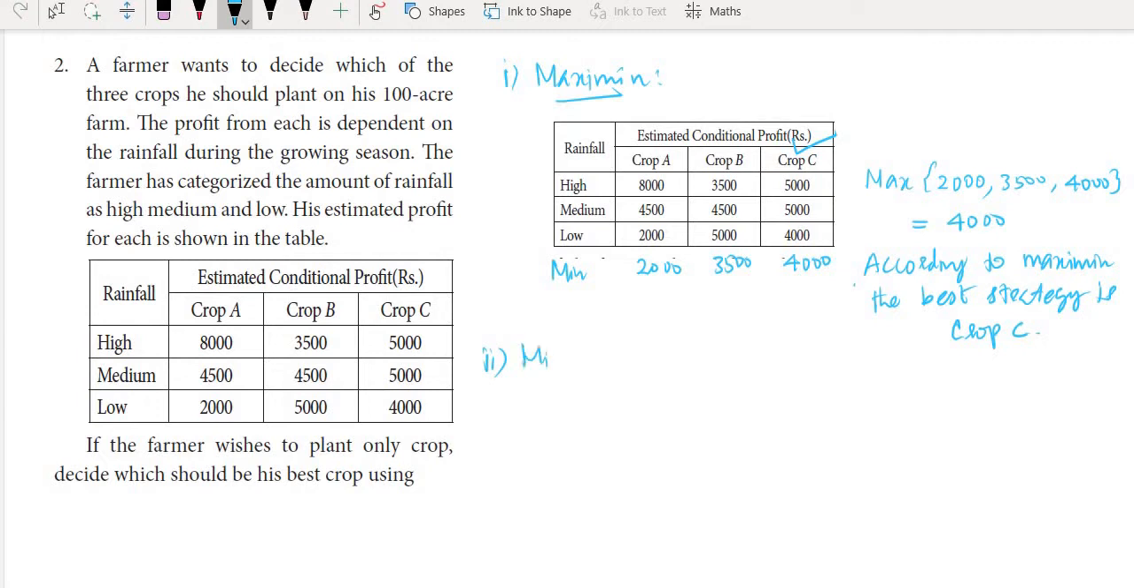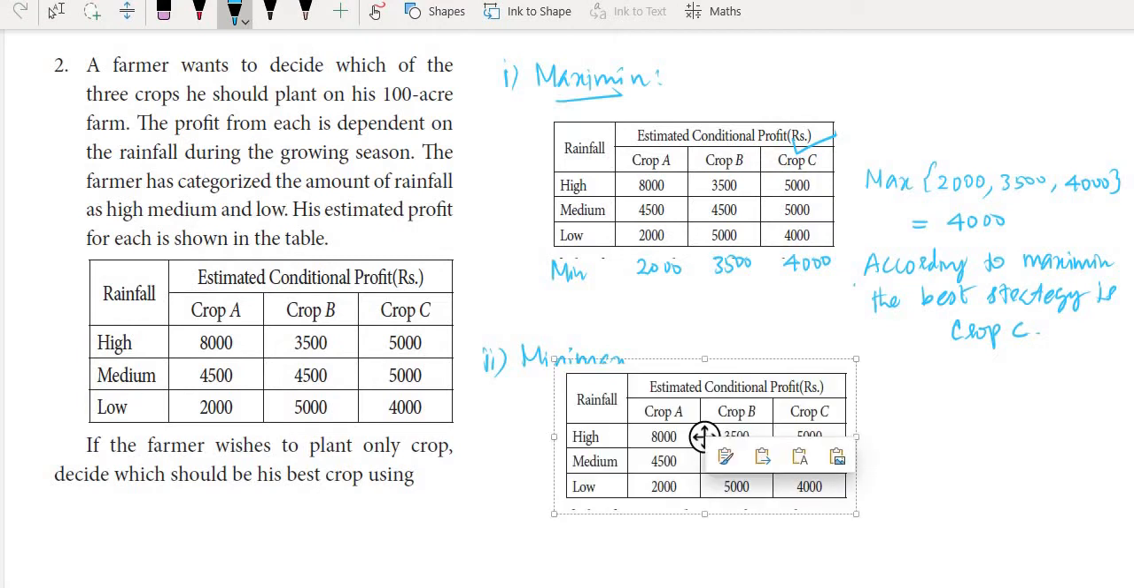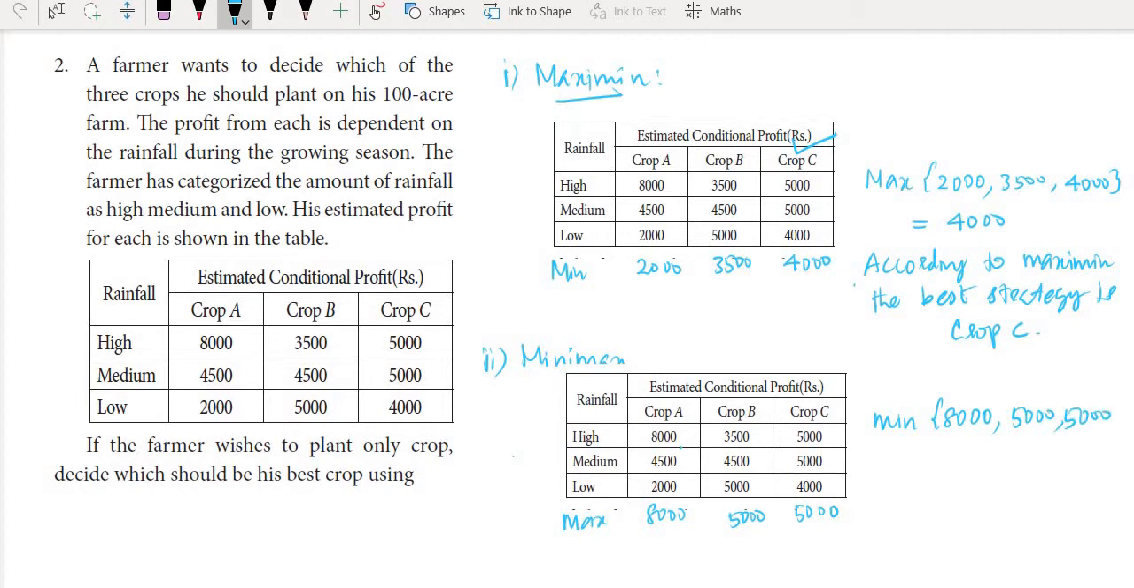And the second one, using the min-max principle. Now we have to take the maximum first, then we have to go for the minimum, because minimax stands for minimum among the maximum values. So if I take the maximum for each crop, it will be 8000 for A and 5000 for B and 5000 for C. So if I take the minimum among 8000, 5000 and 5000, it is nothing but 5000 here.